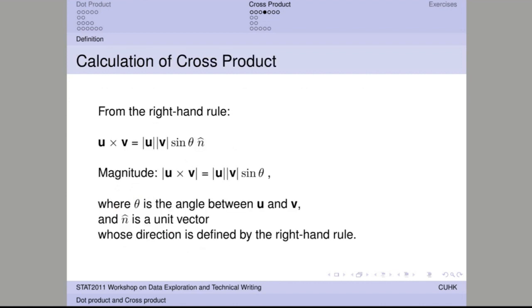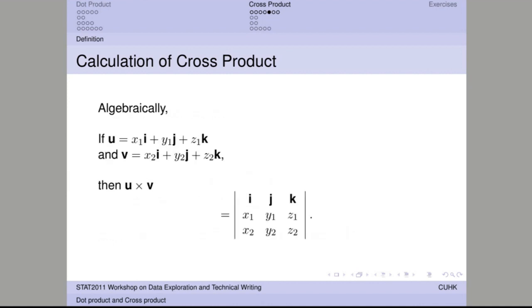From the right-hand rule, u cross v is the length of u times the length of v times sine theta times the unit vector n, whose direction is defined by the right-hand rule, and its magnitude equals the length of u times the length of v times sine theta. Algebraically, if vector u equals x1 i plus y1 j plus z1 k, and vector v is x2 i plus y2 j plus z2 k, then u cross v can be calculated by this determinant.